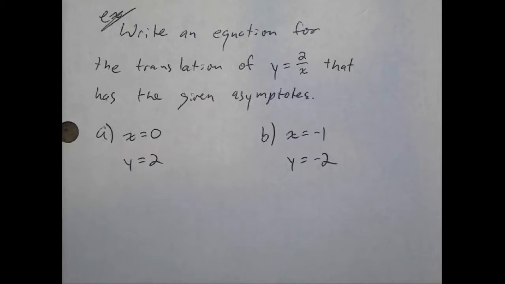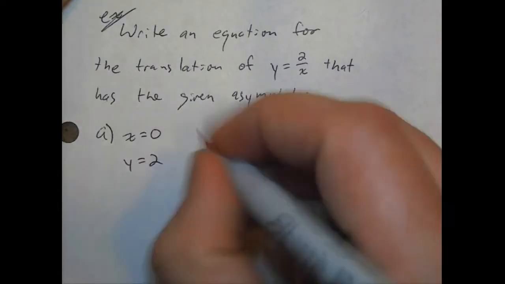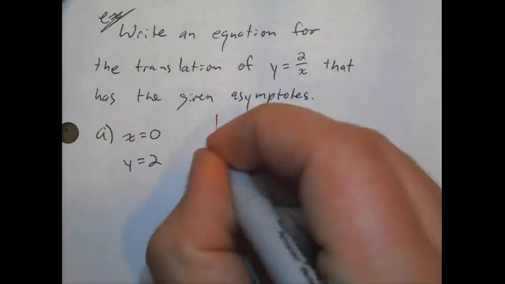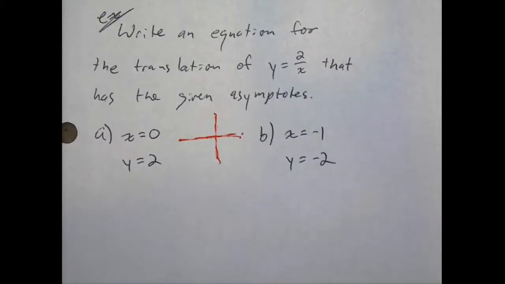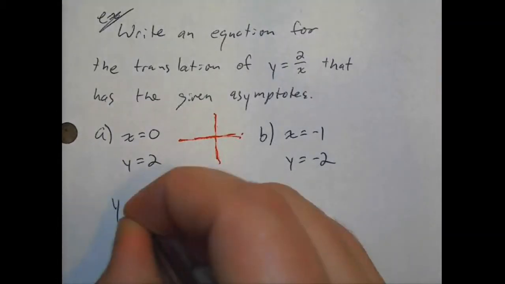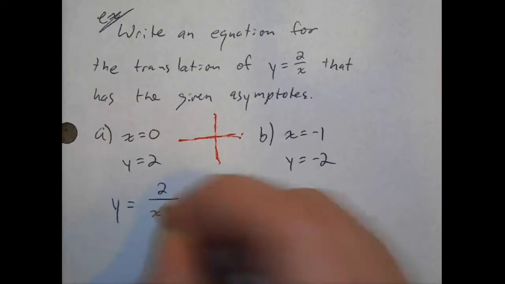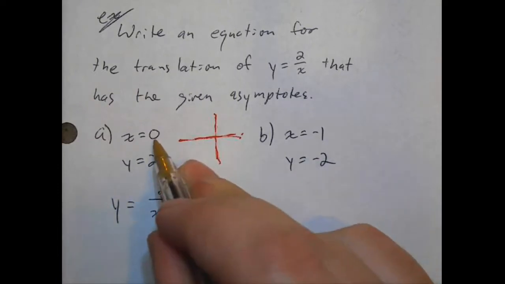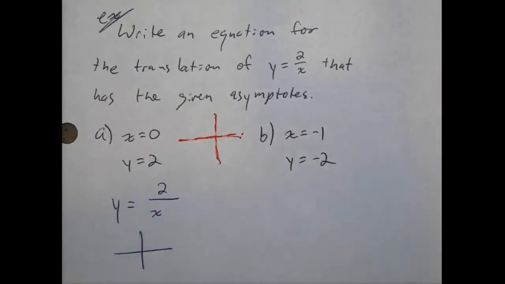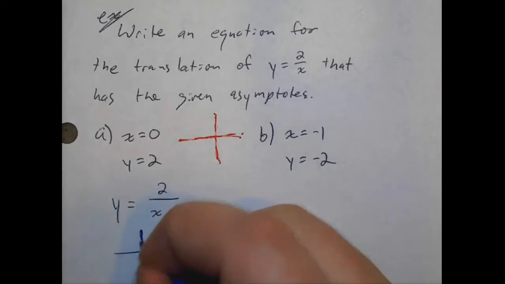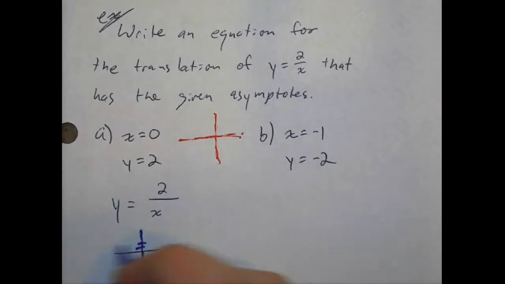All right, this is the last type of problem we are going to look at. Essentially, what this is giving us is a parent function. It says write the equation for the translation of this function, y equals 2 over x, that has the given asymptote. So we know this is a rational, and rationals, if you remember, have asymptotes at 0 and when x is 0. So essentially what this is saying is, starting off with 2 over x, how can I make an asymptote of 0 and an asymptote of 2? So I need to have some function that has an asymptote at 0 and an asymptote when y is 2.